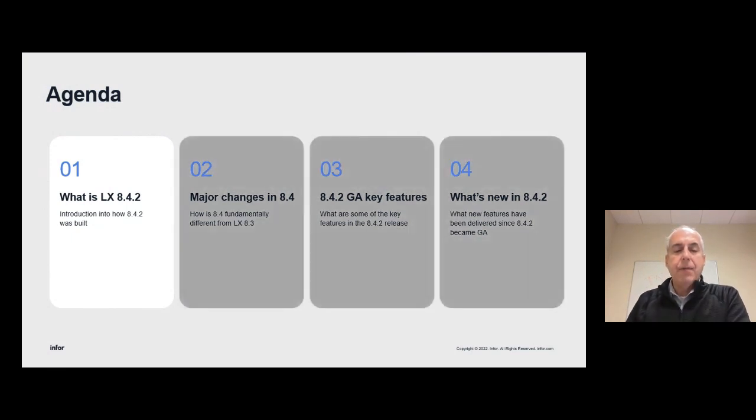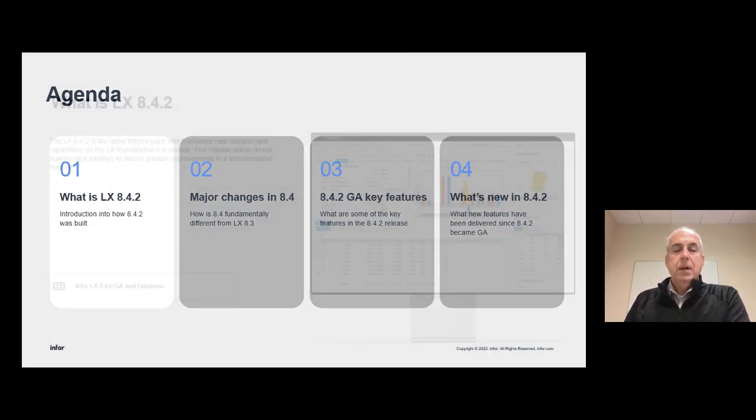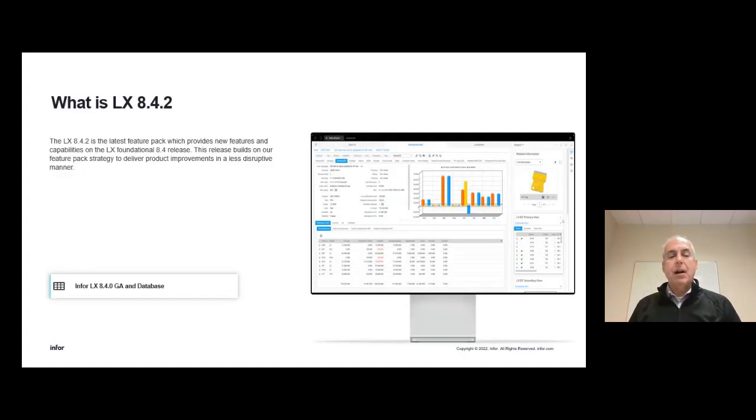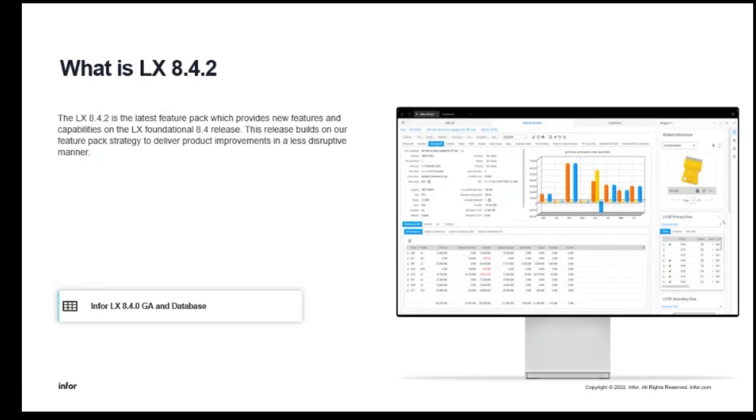So again, to start off, really want to make sure everybody understands foundationally what 8.4.2 is. So 8.4.2 is really built on our 8.4 GA release that came out several years ago. And so this is what we call a feature pack strategy, right? Where we release a foundational level with database changes, and then from there, we do feature packs on top of that to enable new functionality.